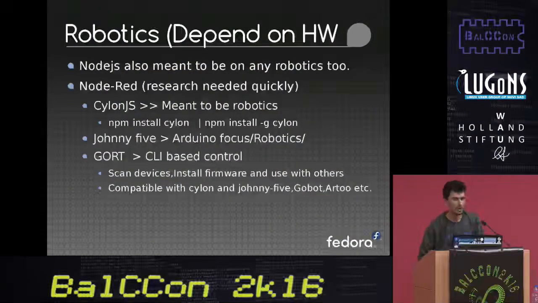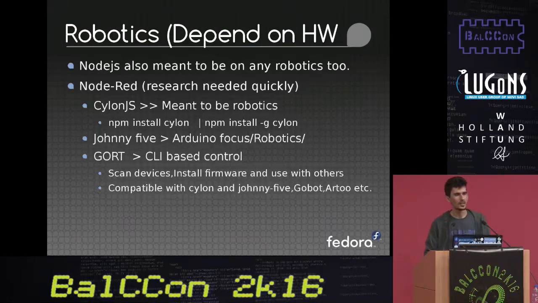Okay, good. So Cylon.js is another project, for robotics, and it's also very easy to use. If you want to use it, just run npm install cylon, and if you want to install it globally, it just needs a -g. Johnny-Five, Gort, and other libraries are the same way you can control your hardware.